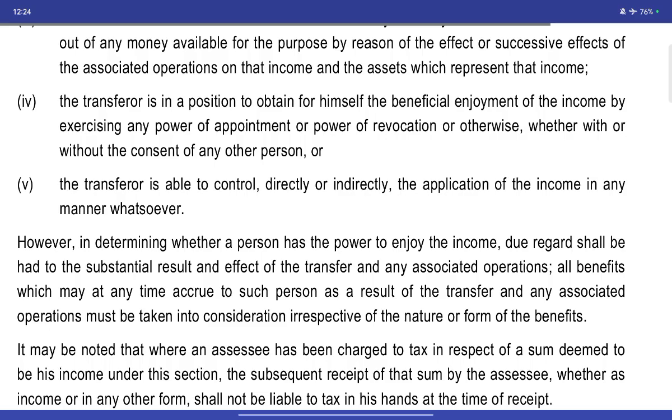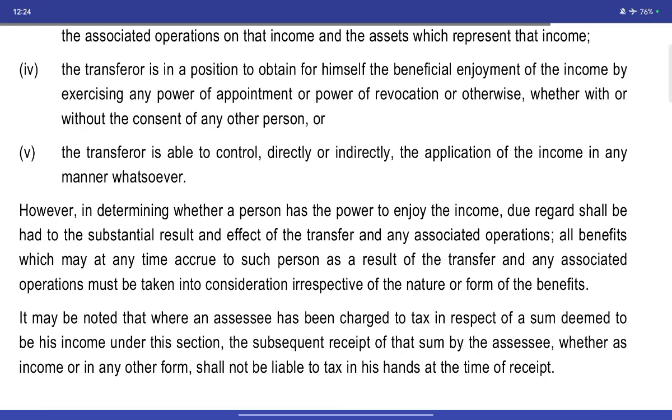A transferor is in a position to obtain for himself the beneficial enjoyment of the income by exercising the power of appointment or power of revocation or otherwise, with or without the consent of another person.